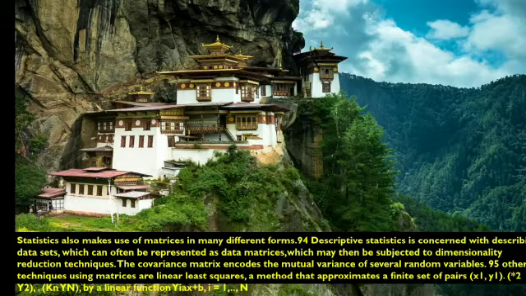Statistics also makes use of matrices in different forms. Descriptive statistics is concerned with describing datasets, which can often be represented as data matrices, which may then be subjected to dimensionality reduction techniques. The covariance matrix encodes the mutual variance of several random variables. Other techniques using matrices are linear least squares, a method that approximates a finite set of pairs.